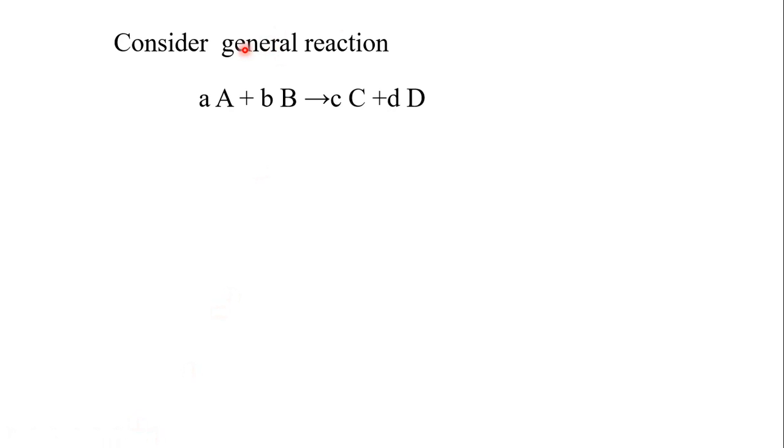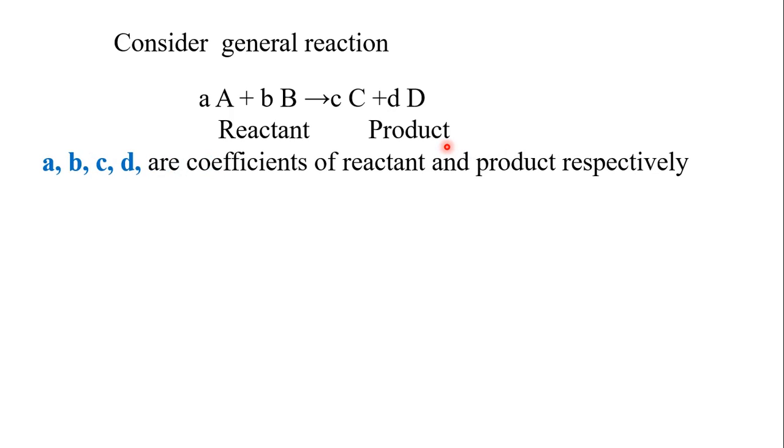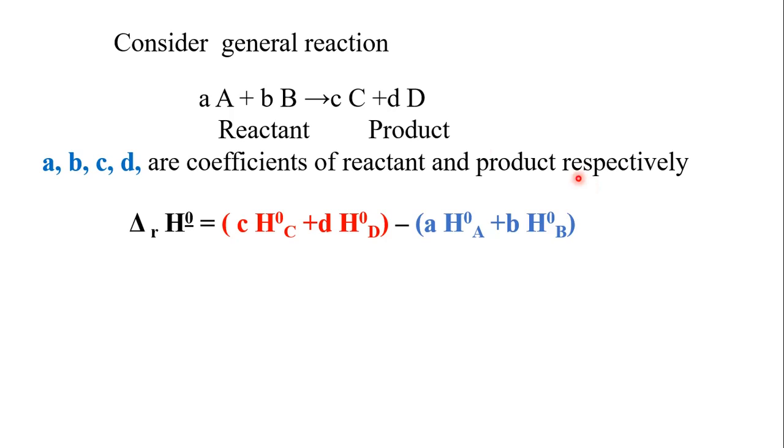Now this is the general reaction. a moles of A reacts with b moles of B and gives you c moles of product C and d moles of product D. Now here A and B are the reactants, C and D are the products, and a, b, c, d are the coefficients of reactants and products. Now here for this reaction, standard enthalpy of reaction is equal to what? The standard enthalpy of the product. H0C represents standard enthalpy of C and H0D represents standard enthalpy of product D.